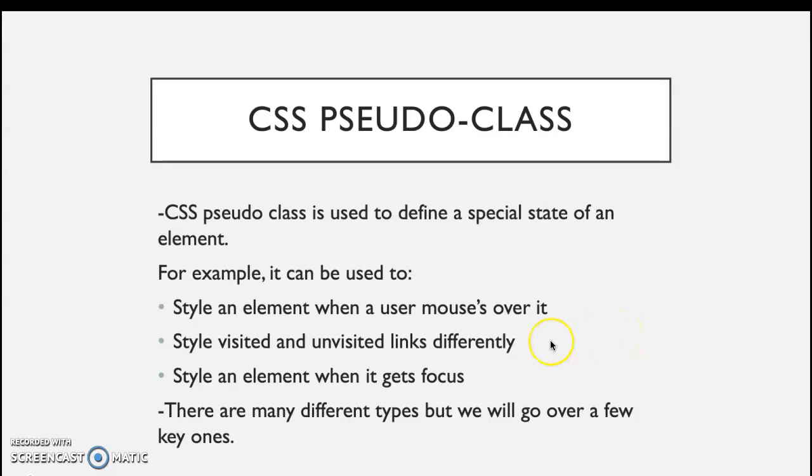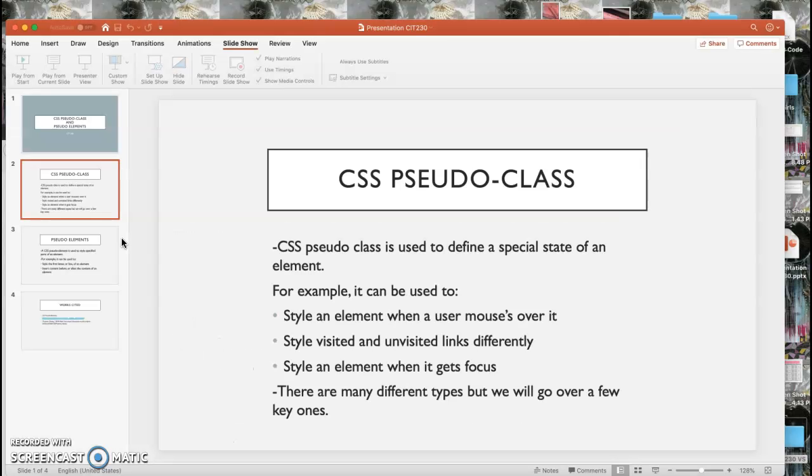Same thing with visited and unvisited links. Or when something is in focus. Basically what it means to be in focus is where the user is actually clicking on the screen. And there are a lot of different types of pseudo classes, and we're just going to go over a few of them. And I thought the best way to do that would be to look at the HTML and CSS in W3 Schools, since they have good examples.